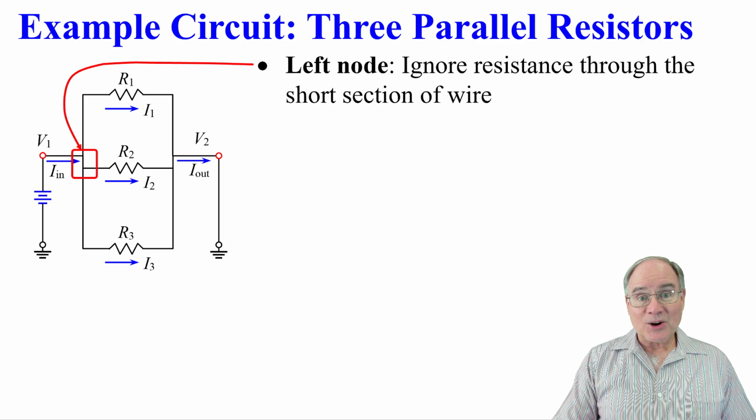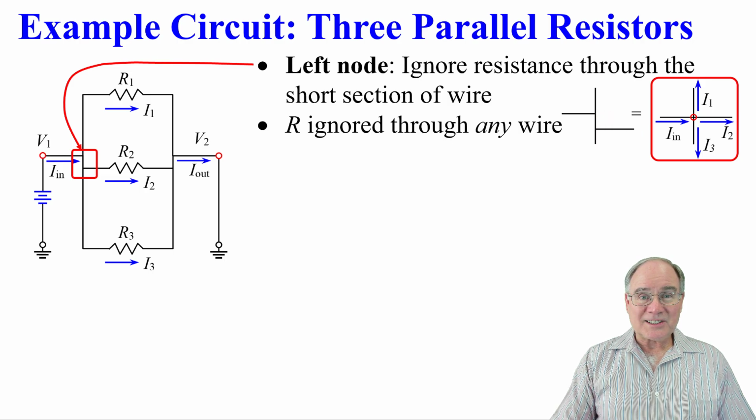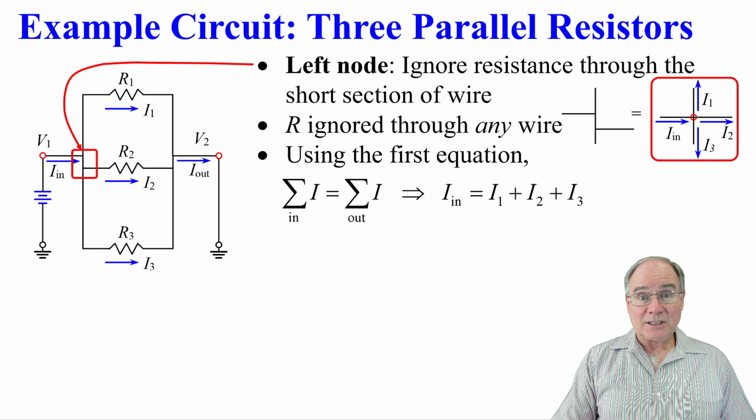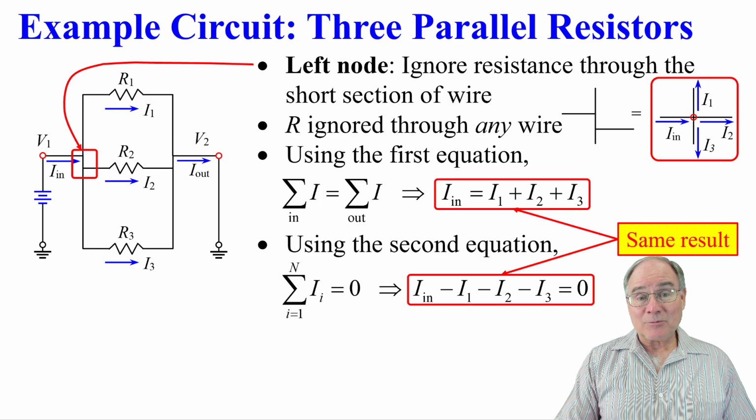Let's look at the left node, and note that we ignore resistance through this little segment of wire. In other words, this is the same as this, where we've removed that little segment. In fact, resistance is ignored through any wire in these kinds of circuit analyses. Using Kirchhoff's first equation, we get I in equal I1 plus I2 plus I3. When we use his second equation, we get I in minus I1 minus I2 minus I3 equals 0. But mathematically, these are the same result.